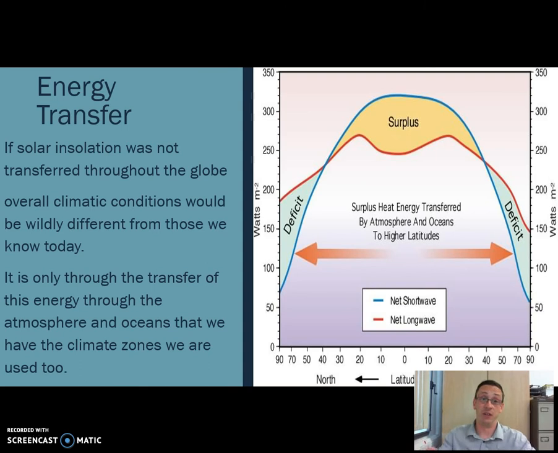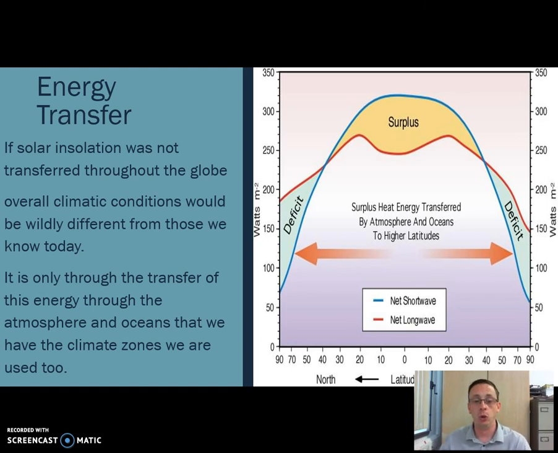Now, and I gave the game away a little bit with this slide earlier, this is a nice overall summary of what we've got here in terms of energy transfer. So I've already talked about how, if solar insolation wasn't transferred throughout the globe, we would have really, really odd, uninhabitable, or inhospitable climatic conditions. The equator would be boiling hot, the poles would be freezing cold, and mankind would be left with this little band north and south of the equator to live on. Wouldn't be very big and it wouldn't be very comfortable.